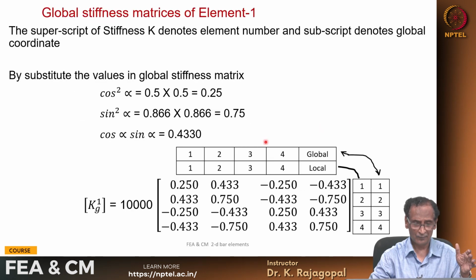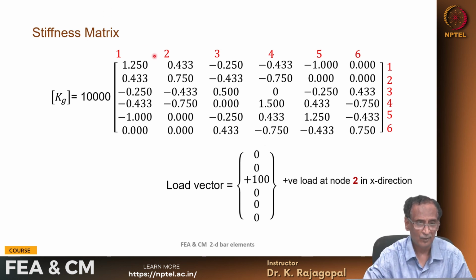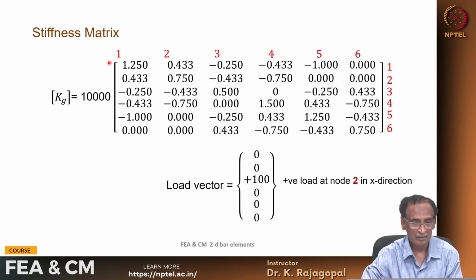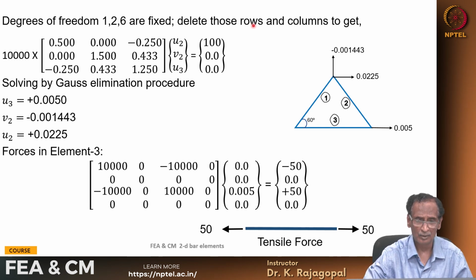So here we have a sufficient number of constraints, so we will not have any rigid body displacements, and the degrees of freedom 1, 2 and 6 are constrained. So we can eliminate the rows and columns of 1, 2 and 6. Those degrees of freedom are fixed, so we delete the corresponding rows and columns, and we get a 3 by 3 matrix like this. And by solving, we get U2, V2 and U3.